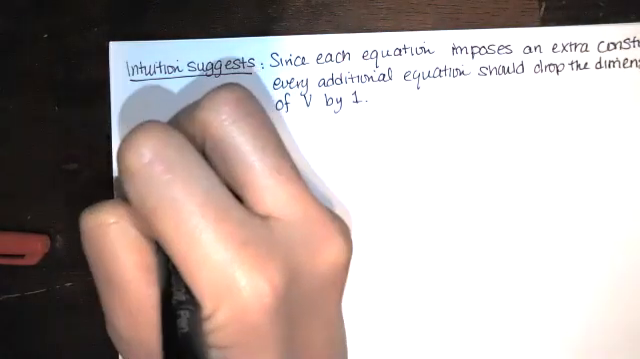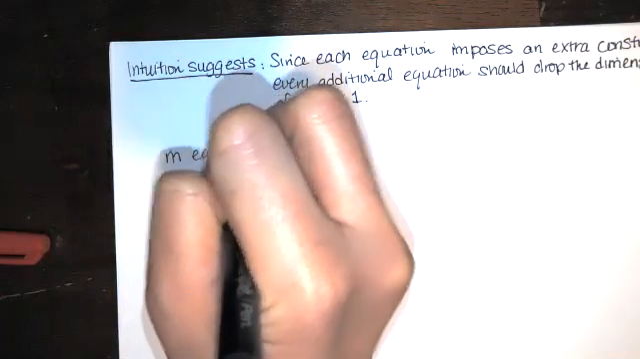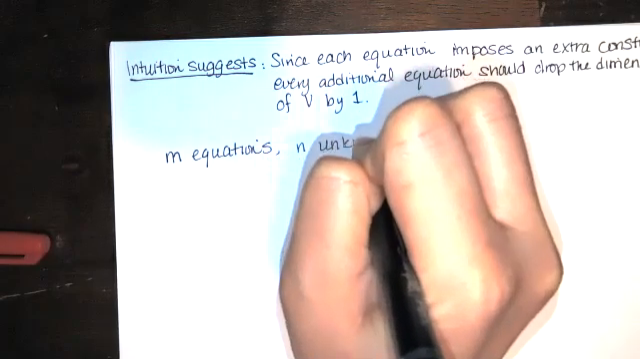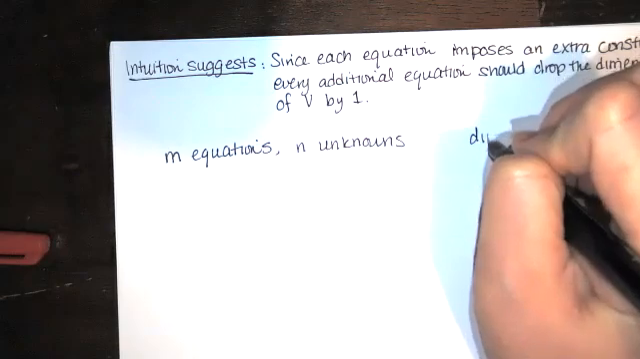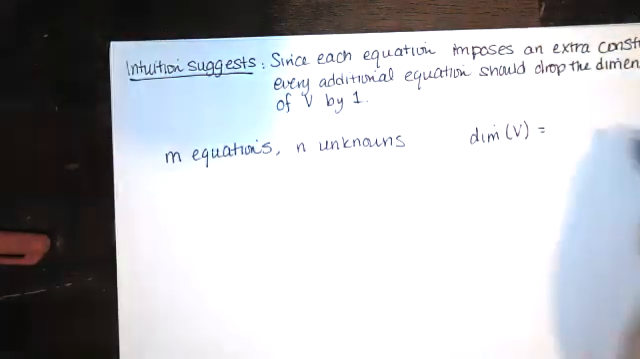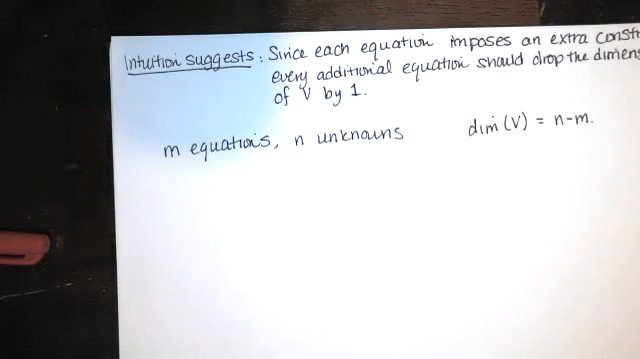So if we have m equations with n unknowns, our intuition suggests that the dimension of V should be n minus m. So when I have one equation, the dimension is 1 less. When I have 2 equations, the dimension is 2 less than the number of unknowns. When I have 3 equations, it is 3 less than the number of unknowns, and so on.